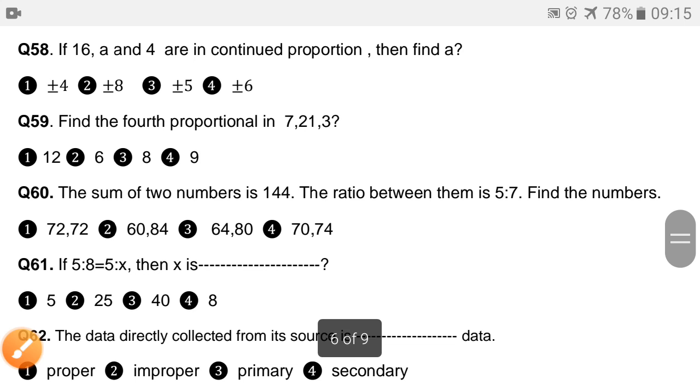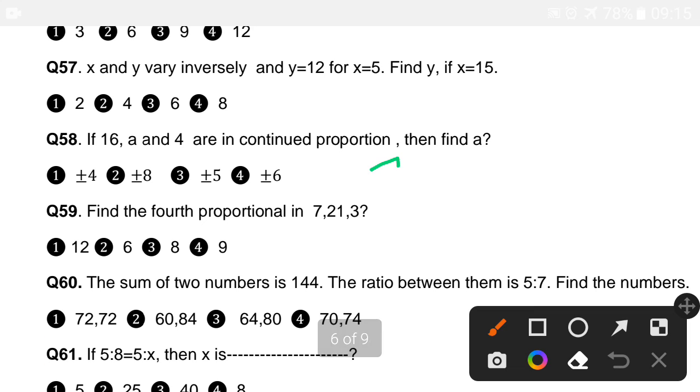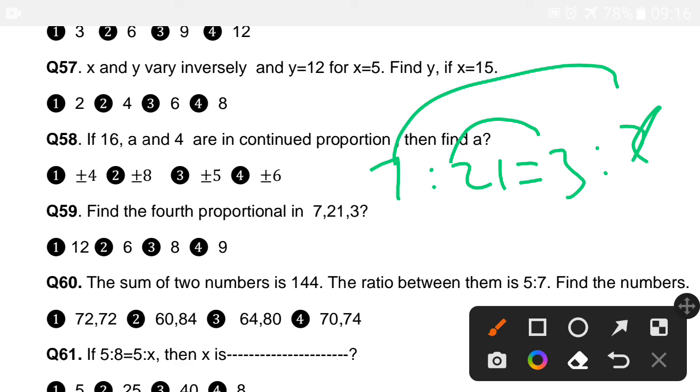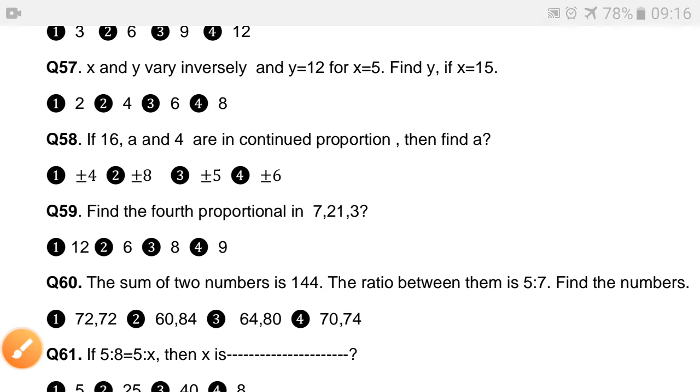Question number 59 is: find the fourth proportional to 7, 21, and 3. So we are given 7 ratio 21 equals 3 ratio x, where we suppose the fourth proportional is x. So the product of means equals the product of extremes, that is 21 times 3 equals 7x, and 21 threes are 63, and x is equal to 63 by 7, which gives us 9. So the fourth proportional is 9. Fourth option is right.